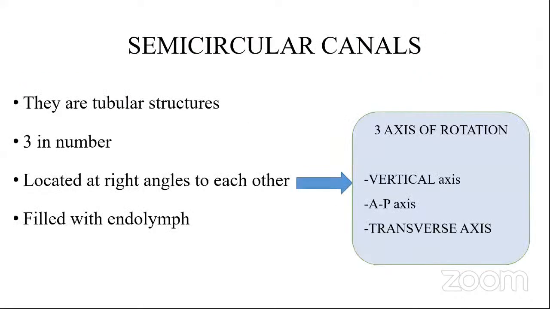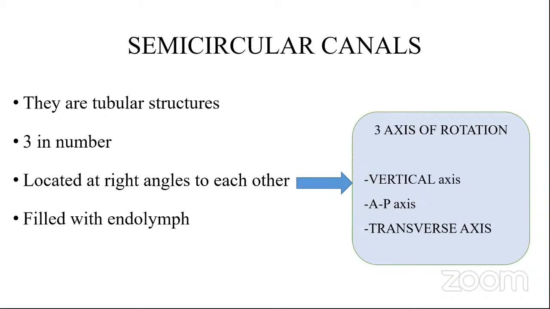So, semicircular canals are tubular structures, three in number, located at right angles to each other. So, there are three axes of rotation: one is the vertical axis, second is the anteroposterior axis, and next is the transverse axis. And the semicircular canals are filled with endolymph.